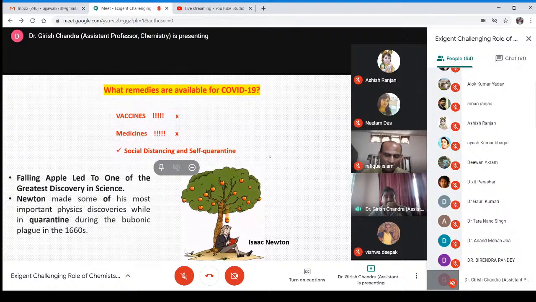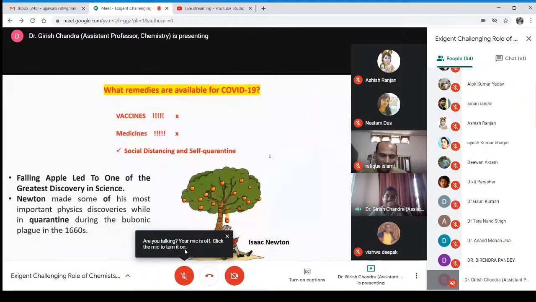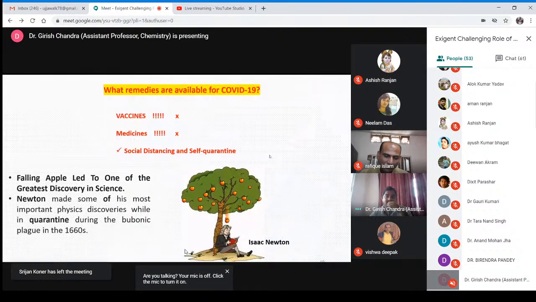So we don't have a curing method at present. Then what is the solution? Then the solution is you have to focus on prevention. Prevention of spreading of coronavirus.